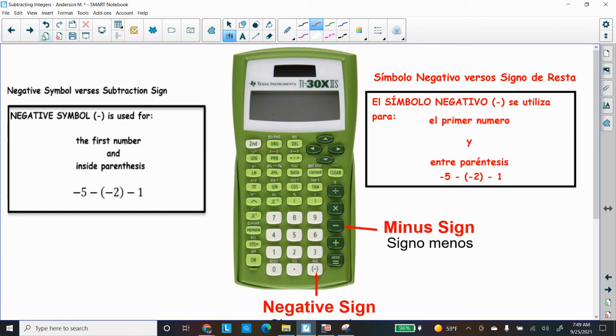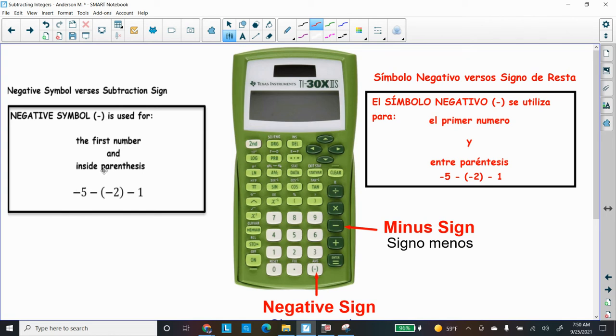All right. Speaking of the calculator, here's our TI-30Xii solar power calculator. And here's something we're going to do. We need to know the negative symbol versus a subtraction symbol. So we want to compare the two. The negative symbol is a little line. And what is it used for? It's used for the first number. Like here we have negative 5.